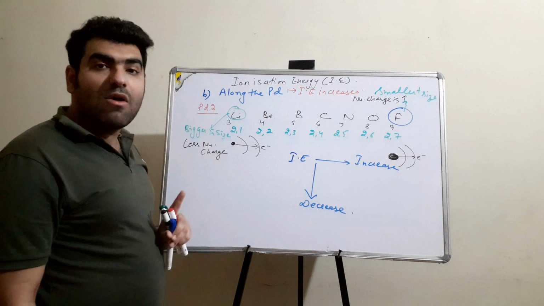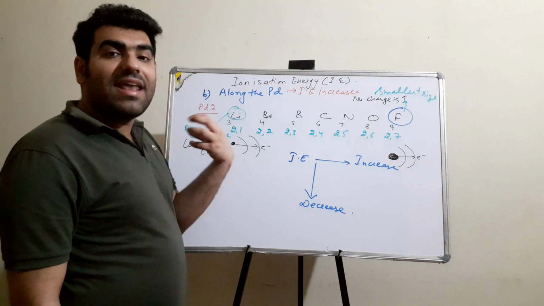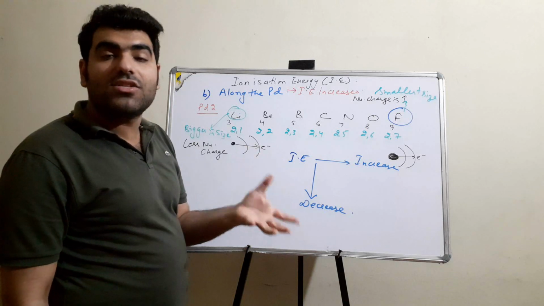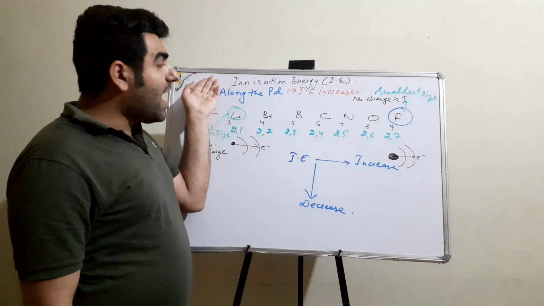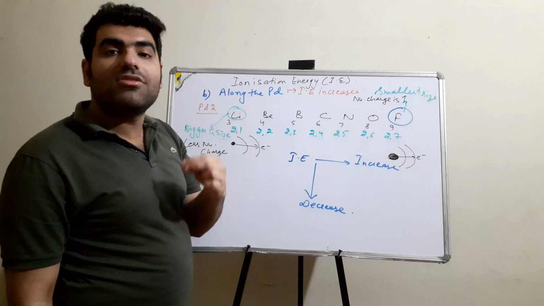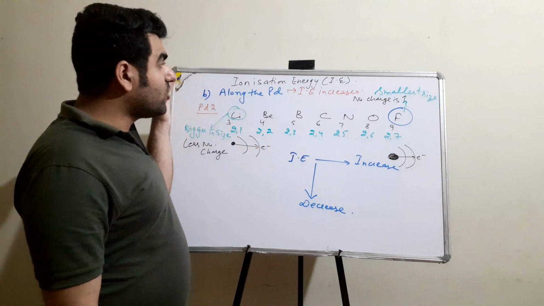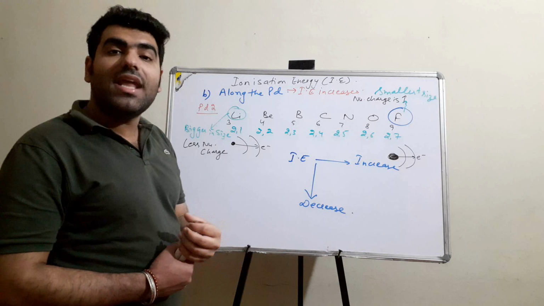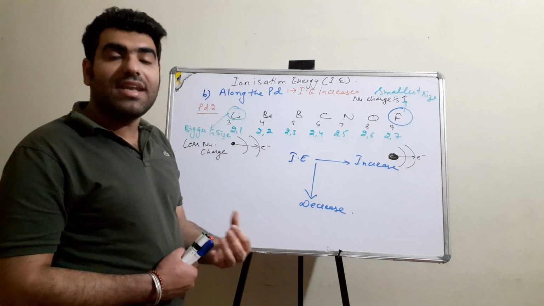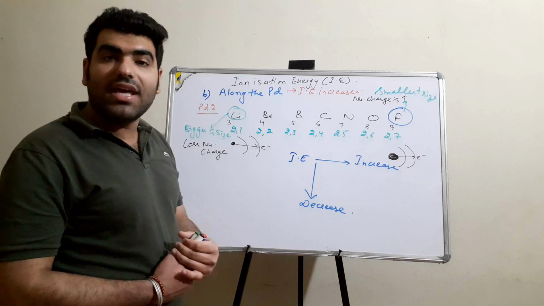So this was all about ionization energy: the energy required to make an atom lose its electron, always in the isolated neutral gaseous form. Ionization energy is measured in kilojoules per mole or electron volt per atom. So this was its trend along the period as well as down the group. In the next video, we'll discuss the next periodic property, which is electron affinity or electron gain enthalpy.